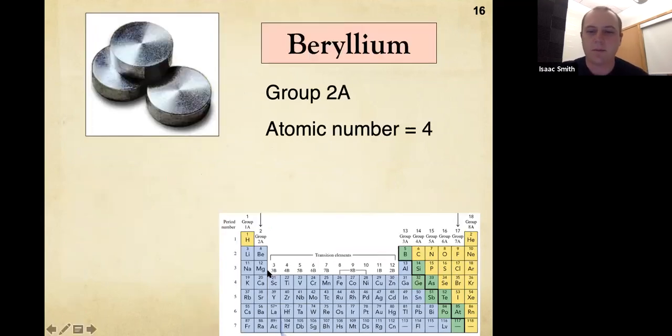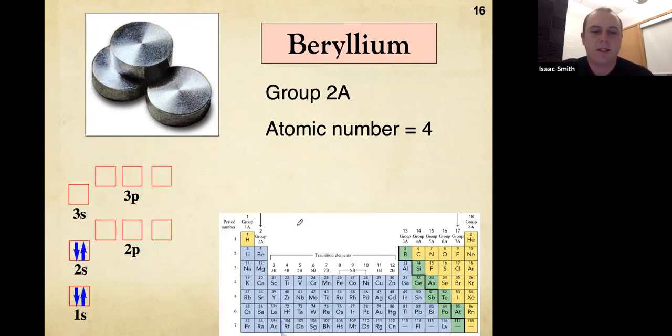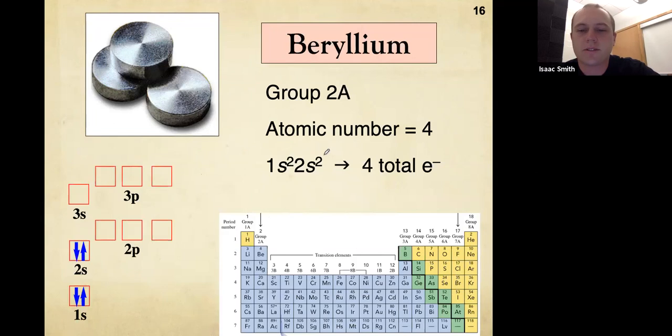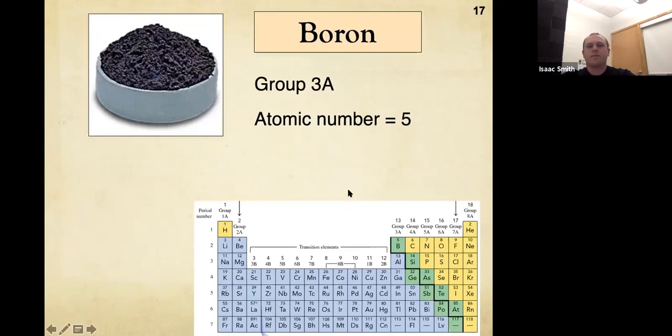All right, beryllium is number 4. I'm not going to do this one because it's really similar to lithium. But you have your 1s and your 2s, and then you fill it with 4 electrons, which means you have 2 electrons in the 1s orbital and 2 in the 2s orbital. This would be your shorthand electron configuration.